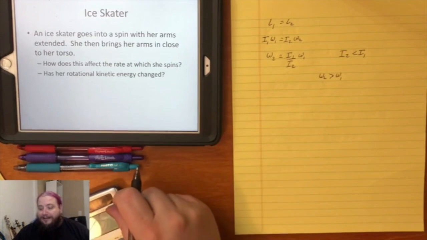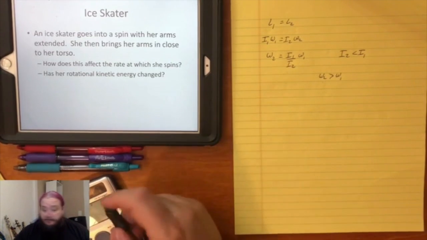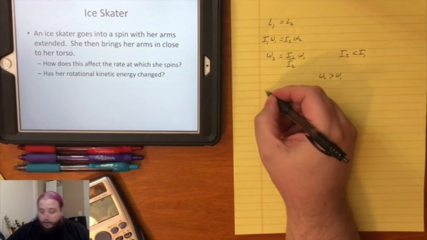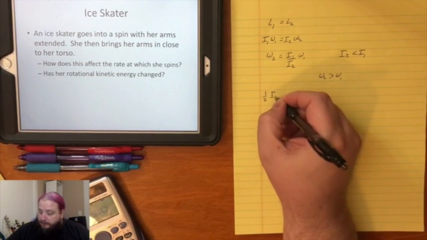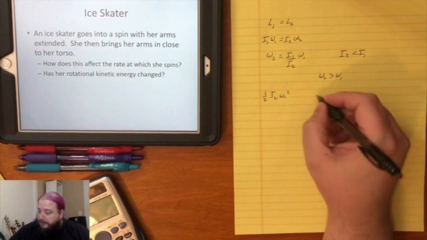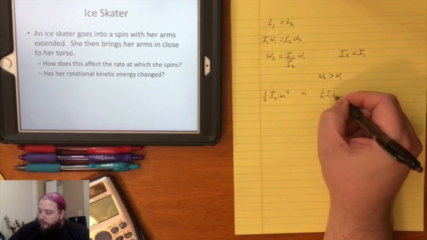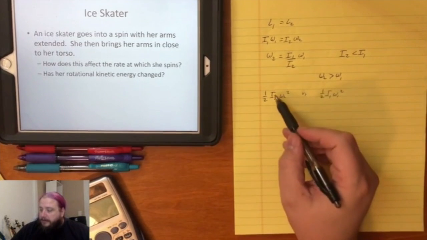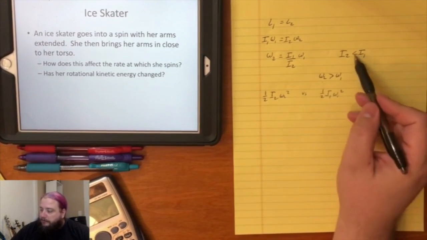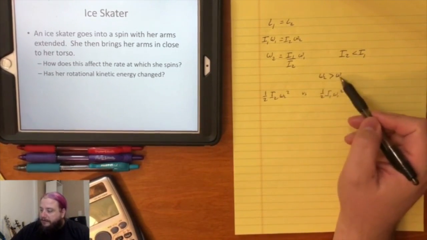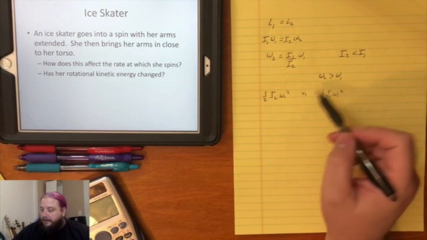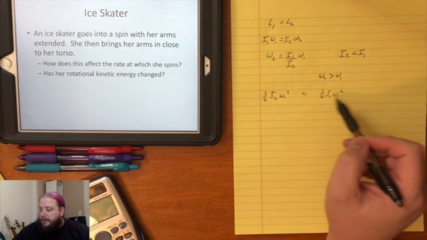Question is, has her rotational kinetic energy changed? Well, let's find out. One half I2 omega 2 squared, how does that compare to one half I1 omega 1 squared? Well, the I2 is smaller than I1, but omega 2 is bigger than omega 1. So it's a numerical question.